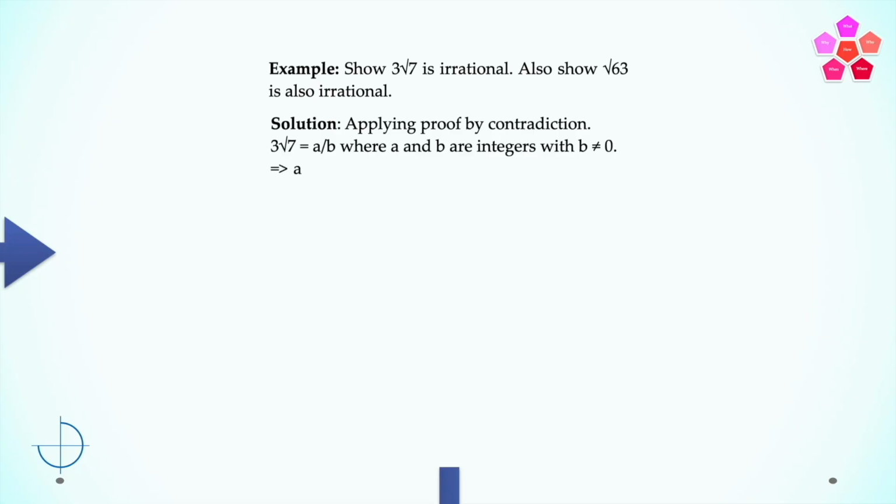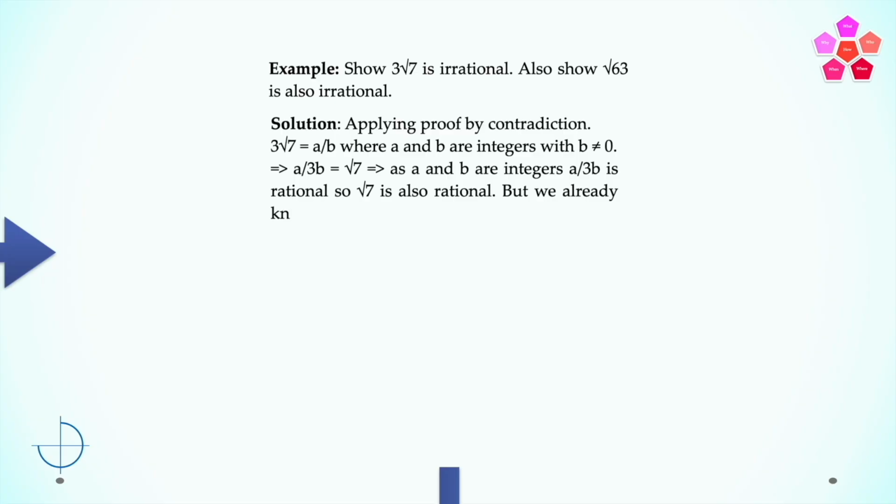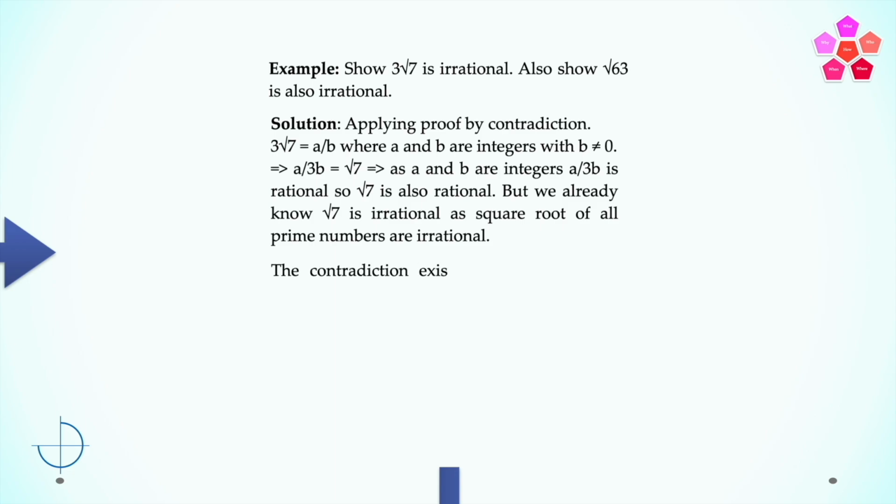A by 3b is equal to root 7. As a and b are integers, so a by 3b is also rational. So root 7 also has to be rational. But we already know root 7 is irrational as square root of all prime numbers are irrational. The contradiction exists because of incorrect assumption that 3 root 7 is a rational number. So 3 root 7 is actually an irrational number.